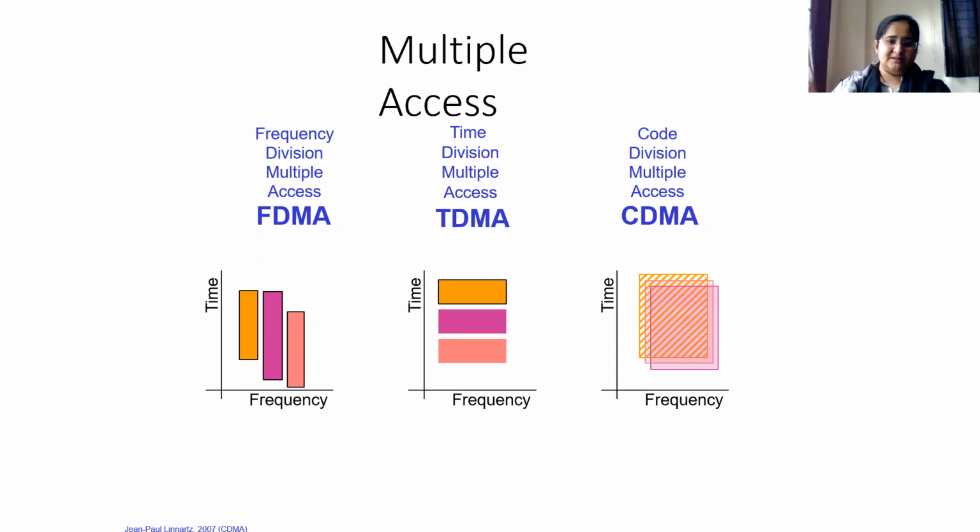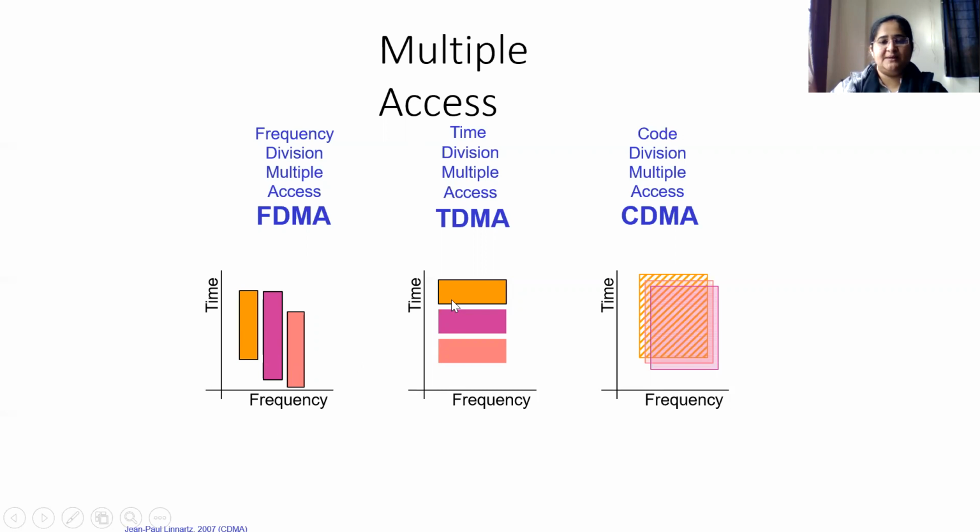From the plots, you can see that in FDMA, multiple users can send their signals simultaneously but in different frequency bands. For example, the orange frequency band belongs to one user, violet to another, and another color to a third. From this figure, we can see that three users can send their signals simultaneously in different frequency bands. This is frequency division multiple access. Then the time division multiple access.